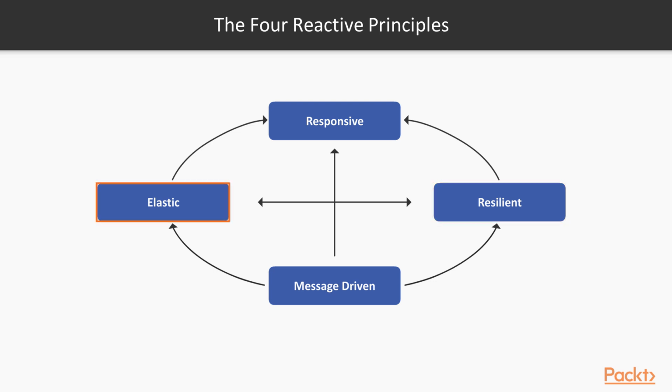Elastic means the ability to handle a varying amount of work. A reactive system scales well under heavy load conditions. Message-driven. In reactive systems, the data is a stream of events. These events are passed between components, notifying them about new data, error conditions, and completion of data.